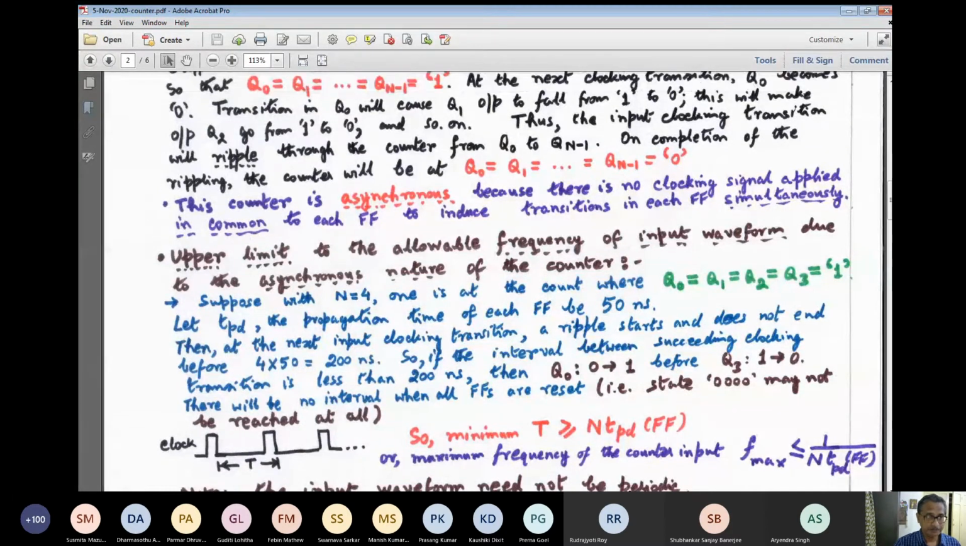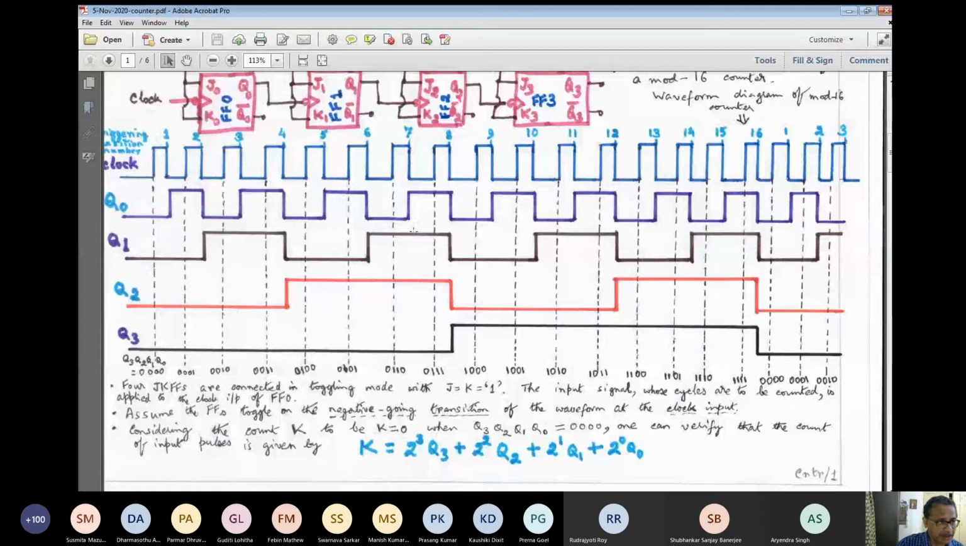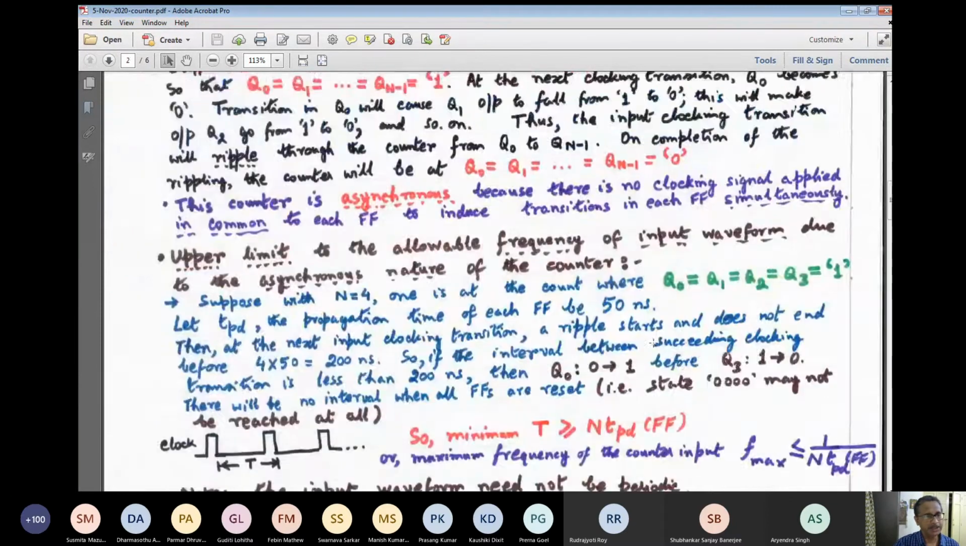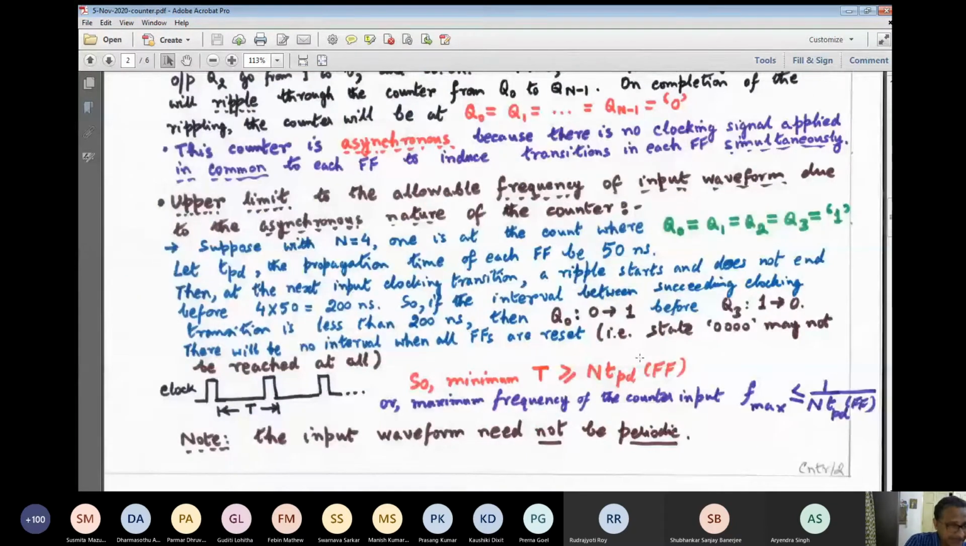So 0 to 1 and 1 to 0, this forms a toggle. Both should be there, right? If you can guarantee that, then only it will work. And it need not be periodic. But in practice, in general, what you get in a laboratory, the clock frequencies are normally periodic in nature. Now let me discuss the means by which you can increase the frequency.